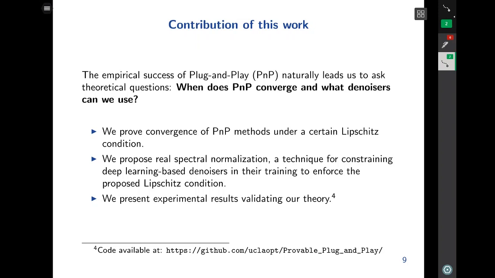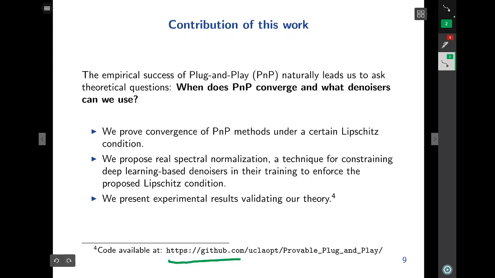The modern denoisers off the shelf, as is, may or may not satisfy the certain Lipschitz condition that ensures convergence. Real spectral normalization is a technique for us to enforce this condition and thereby ensure convergence of plug-and-play. Finally, we present experimental results that validate our theory. The code that we use for the experimental section is made available through GitHub.